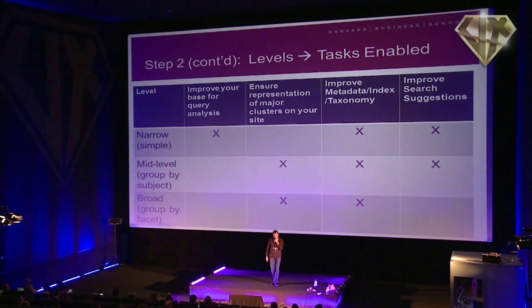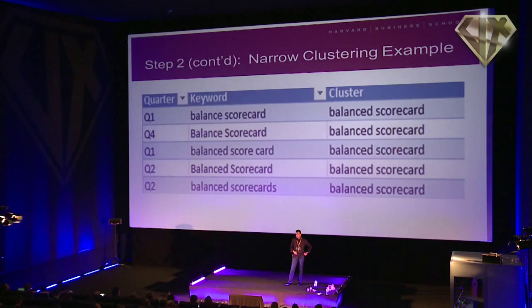So what does each type of clustering enable you to do? If you start with the left-hand side, simple narrow clustering can improve the most frequent queries users are entering and make sure that they get decent results. You can do things like improving search suggestions. But mid-level to me is actually much more interesting because it can also help you improve your browse taxonomy and also improve metadata and the search index. And broad clustering is grouping by facets, which enables you to do these 2 things at the bottom. Again, we will see more examples of these as we go along.